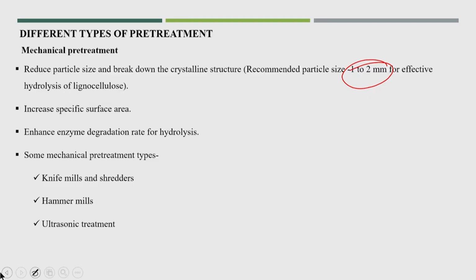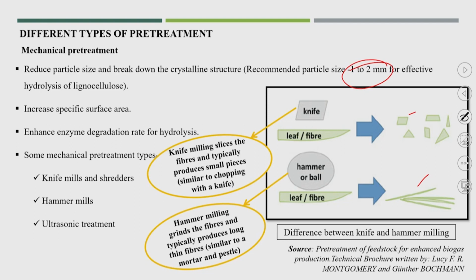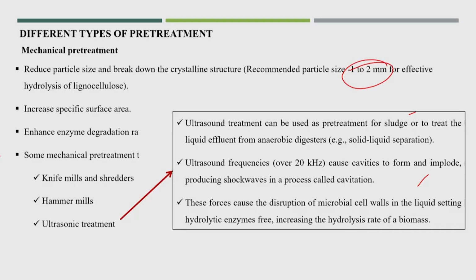There are different mechanical pretreatment types possible: by knife mill, by different shredders, hammer mill, or even ultrasonic pretreatment. So, now you see that by using the knife or hammer, we can reduce the size. Knife milling slices the fibers and typically produces small pieces, and hammer milling grinds the fibers and typically produces long thin fibers. Both of these are easily available for microbial degradation. Ultrasonic techniques can be used for pretreatment of sludge or to treat the liquid effluent from the anaerobic digestion process. Ultrasonic frequencies over 20 kilohertz cause cavities to form, and the material becomes easily available for the microbes for the degradation process.